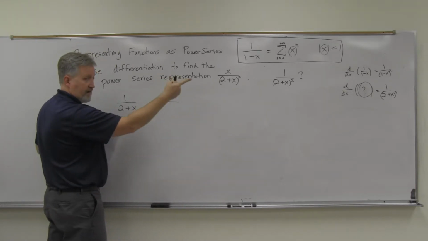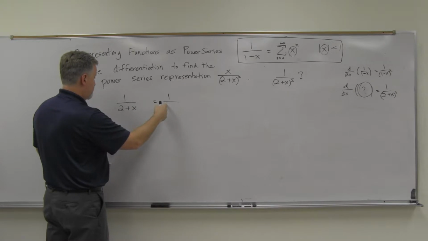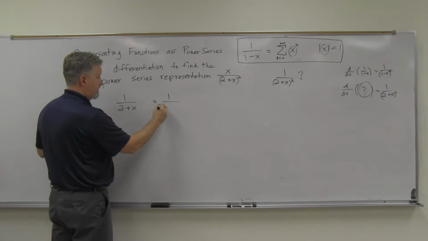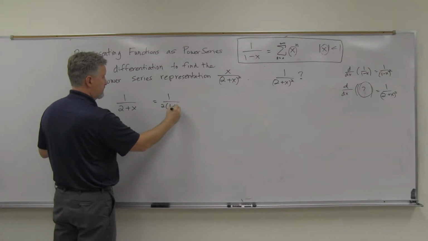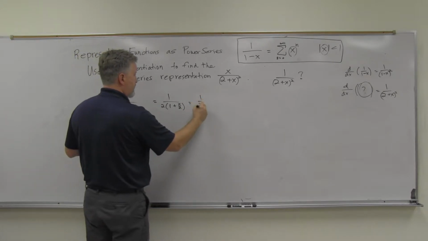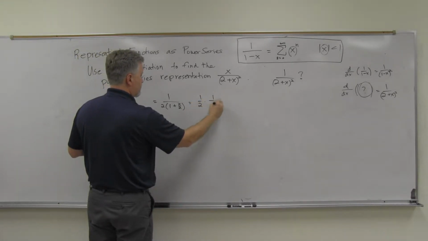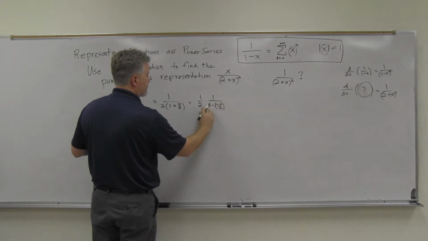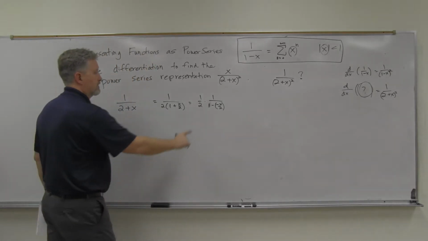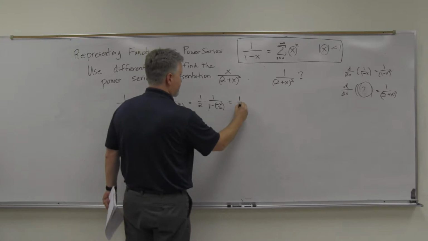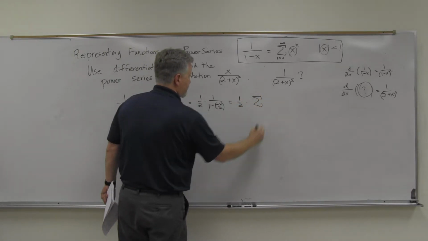Now we need to get the power series of that. So that would be what? This needs to be 1, so I need to factor off that 2 again. Oh, I think we did this one earlier, didn't we? So that's 1/2 times 1 over 1 minus negative x over 2. Now we know the power series would be 1/2 times this power series.